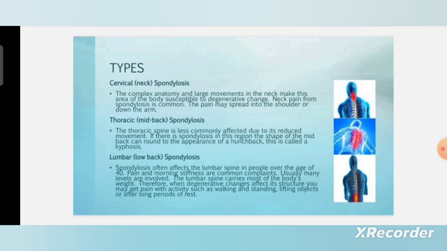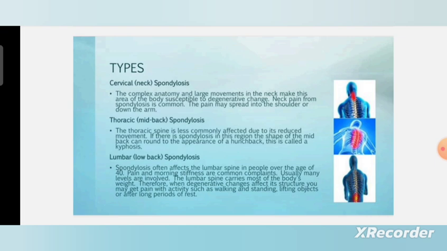Second is thoracic or mid-back spondylosis. The thoracic spine is less commonly affected due to its reduced movement. If there is spondylosis in this region, the shape of the mid-back can round to the appearance of a hunchback, which is also known as kyphosis.